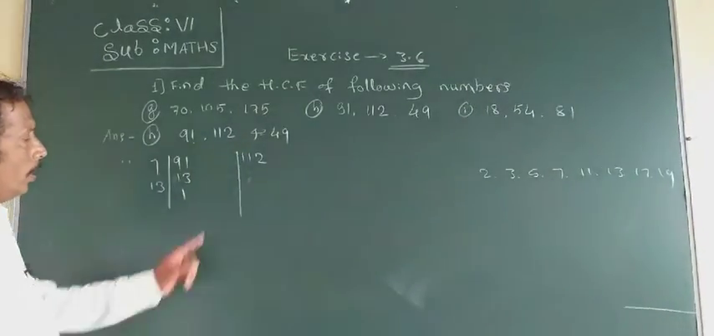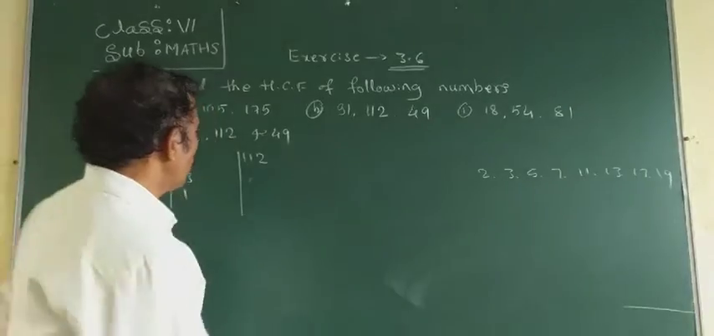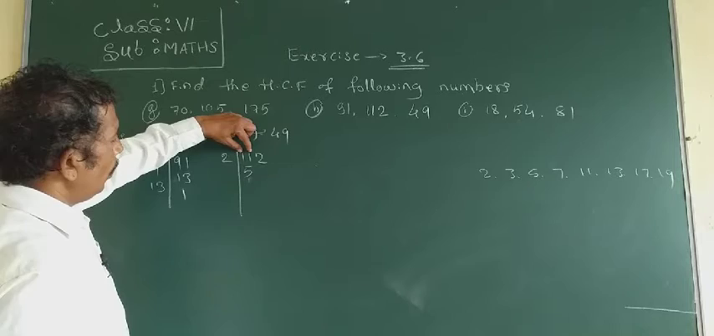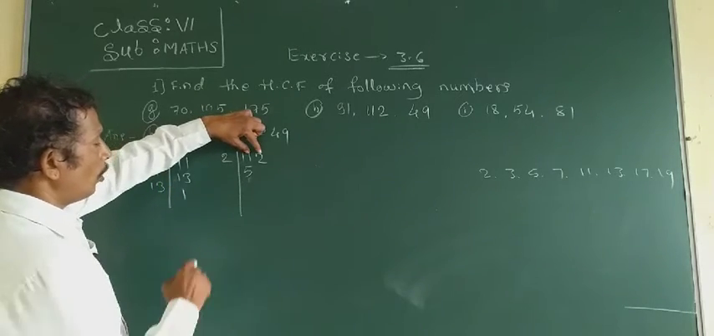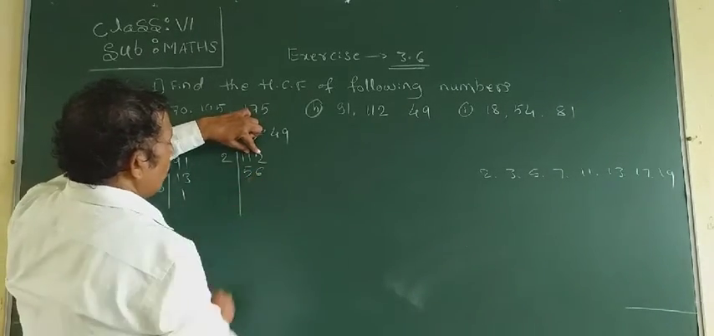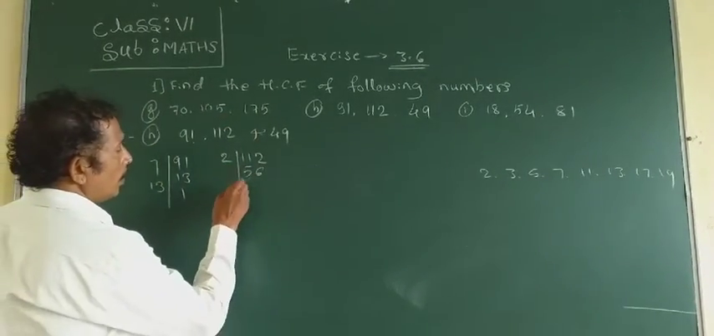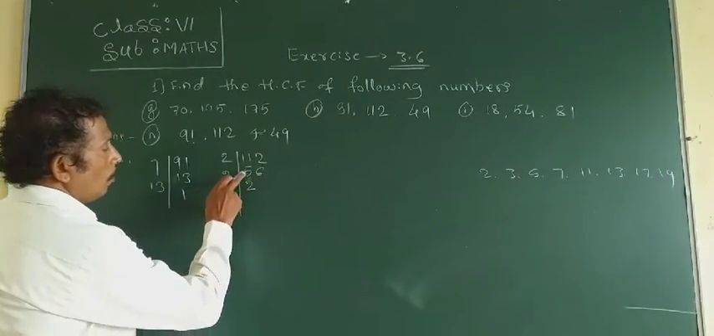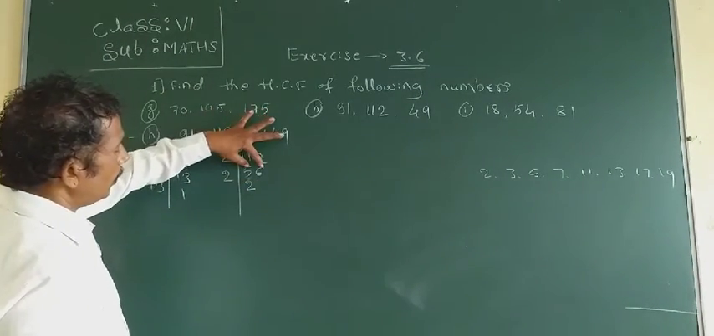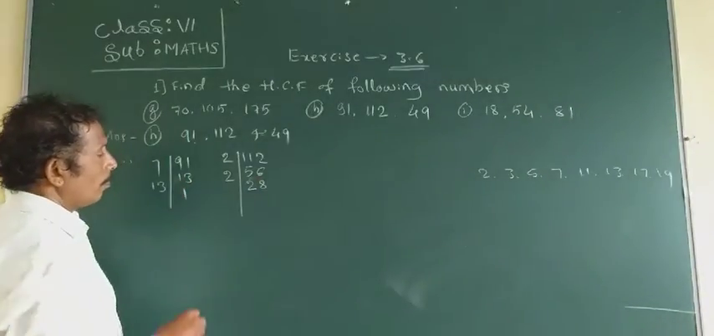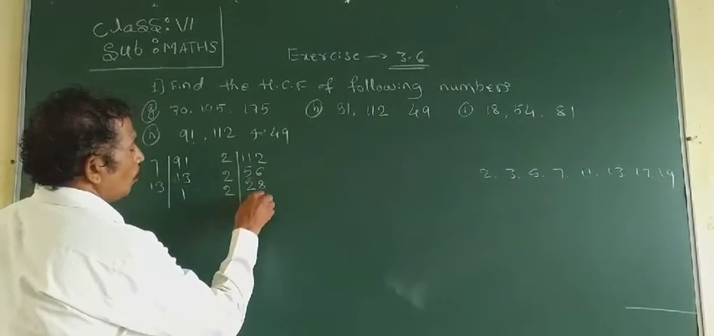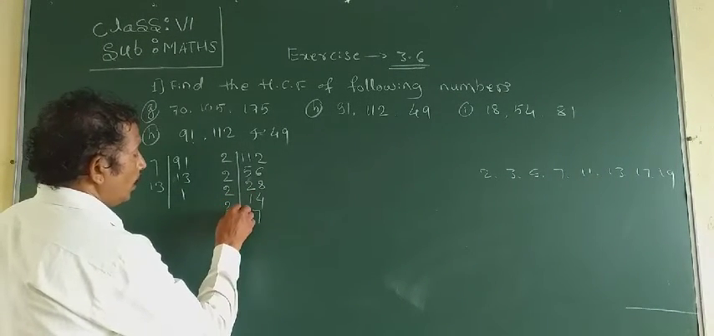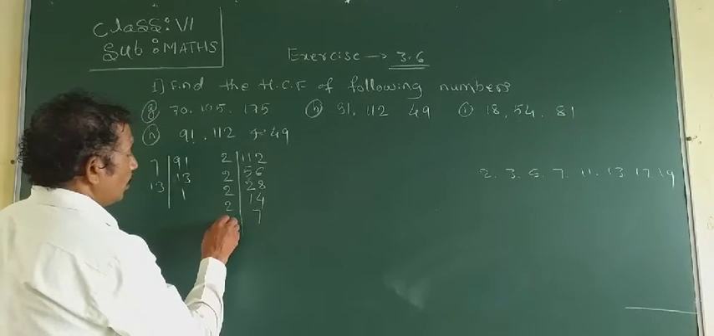Take the second number 112. Divide this number by first prime number 2. 2 5s are 10. Subtracting 10 from 11, remaining 1, then it is 12. 2 6s are 12. Now the new number is 56. Once again we can divide 56 by 2. 2 2s are 4, remaining 1, then it is 16. 2 8s are 16. Once again divide by 2. 2 14s are 28. Now 2 7s are 14, and then it is 7 1s are 7.